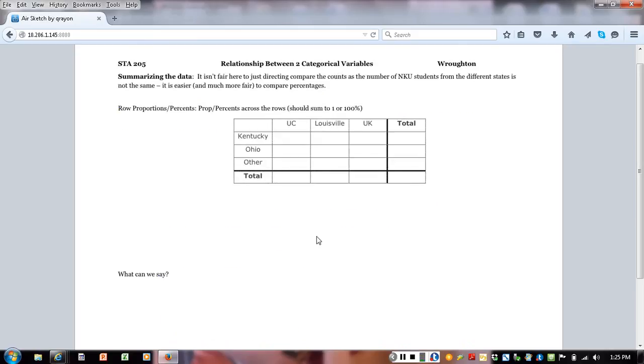So first I'm going to explain why I do a row percent. So when I organize my data, I always like to organize it the same way. Over here in my rows is where I'm going to put my explanatory variable.